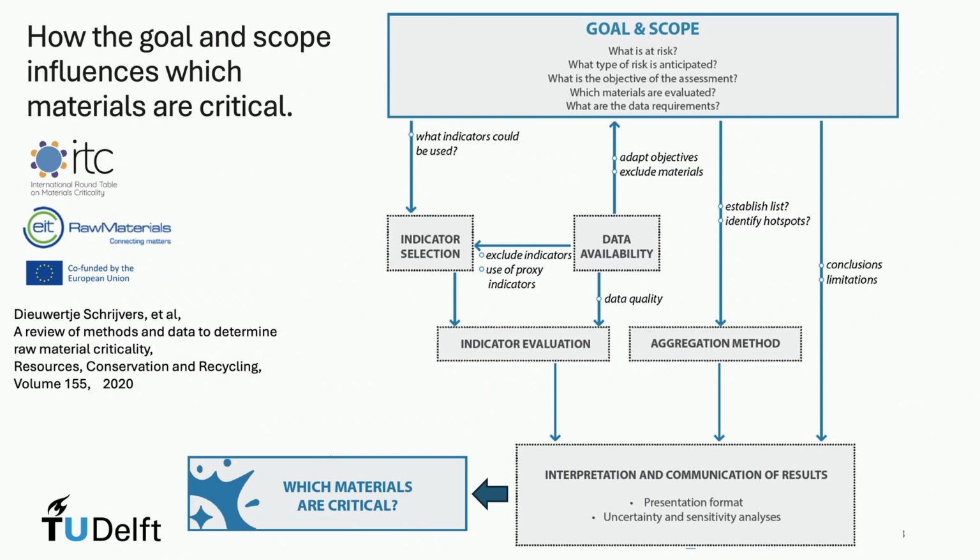These combine into an indicator evaluation. In parallel, the goal and scope requires an aggregation method to be decided upon. All this needs to be interpreted and communicated, and then we have to decide which materials are critical. Complex? Yes, it is. Now we can see why wider society prefers terms like running out or scarce. Let's look at an indicator frame to try and make sense of it all.